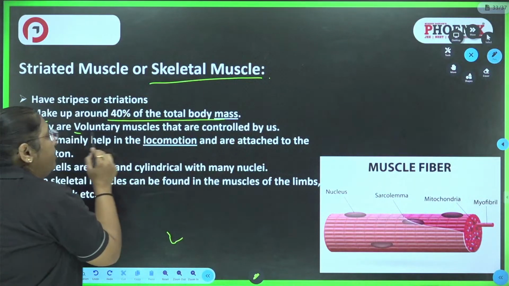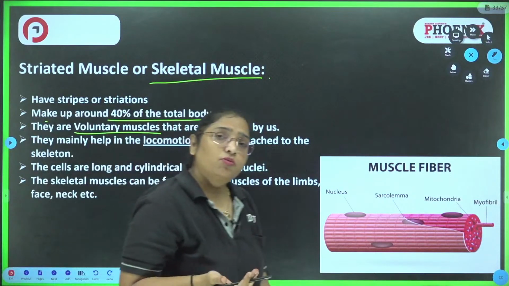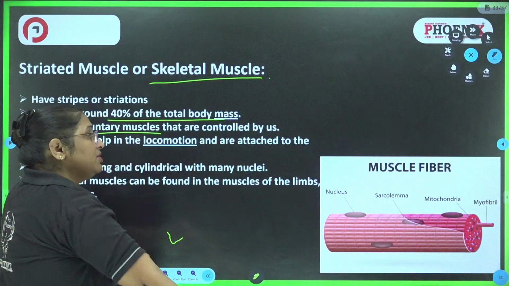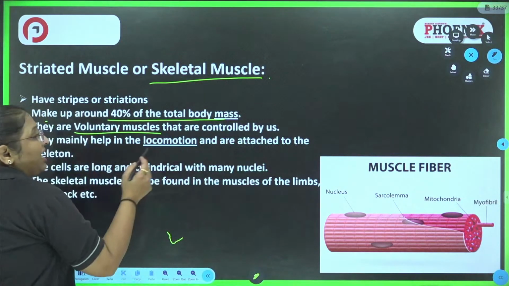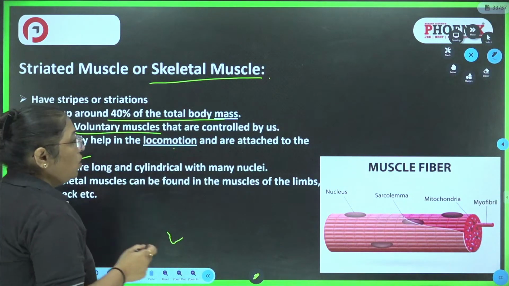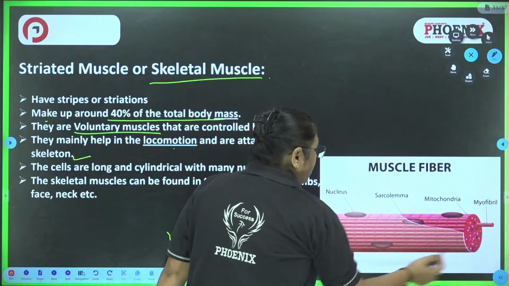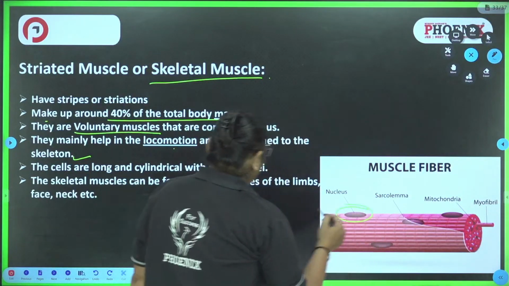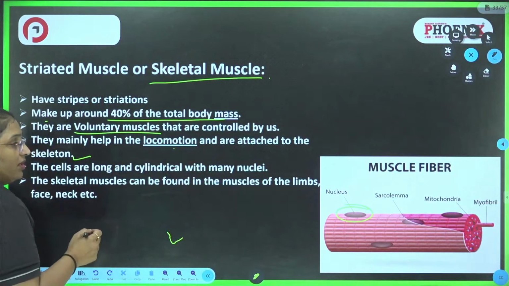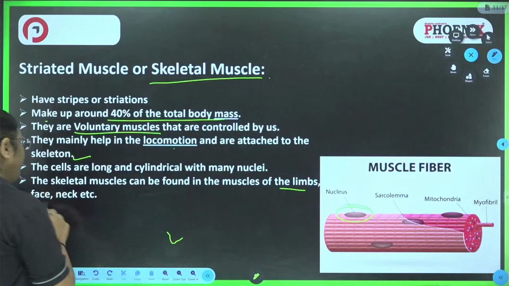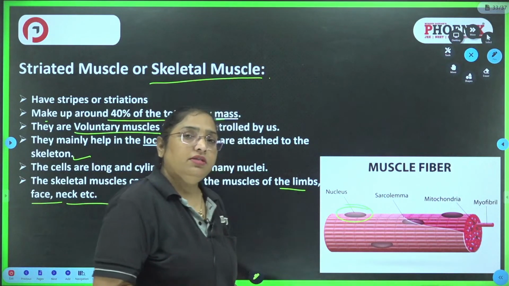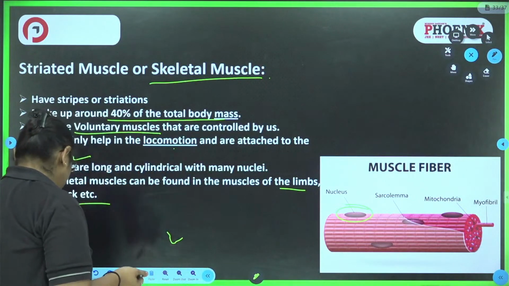They are voluntary muscles. Now voluntary muscles मतलब वो muscles which can be controlled by us. For example, limbs की जो muscles होती है, they mainly help in locomotion and are attached to the skeleton. The cells are long. Many nuclei are present, and the skeletal muscles can be found in the muscles of limb, face, neck. जो भी चीज़ें हम अपने कंट्रोल में मूव कर सकते हैं वहाँ पे सब जगह स्केलेटल मसल्स प्रेजेंट है.